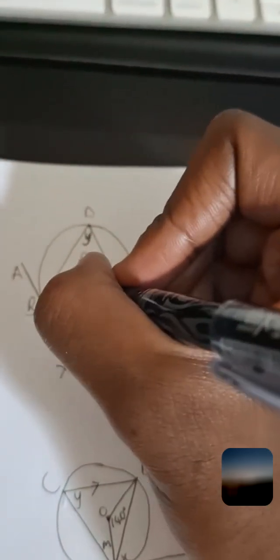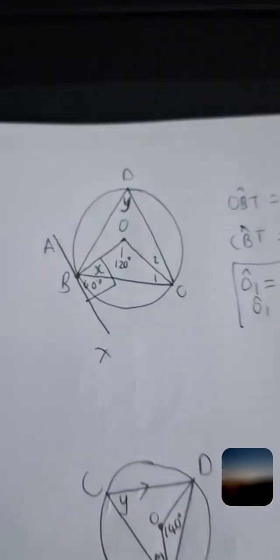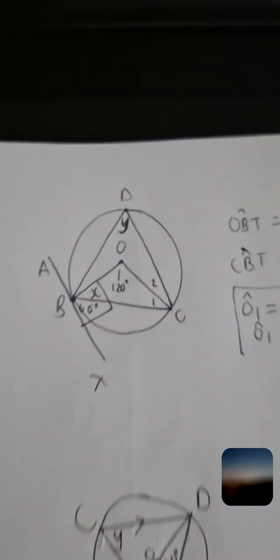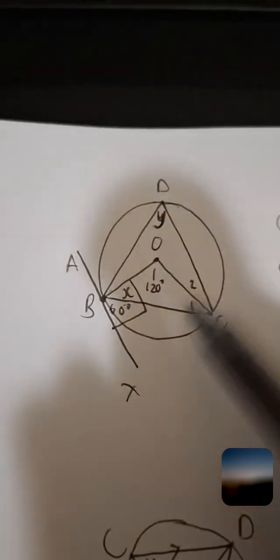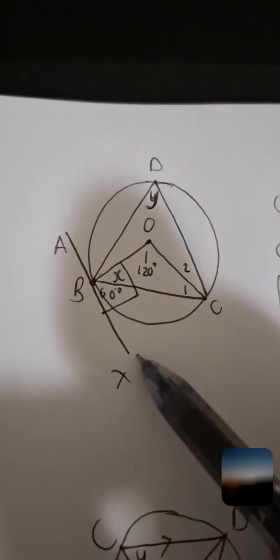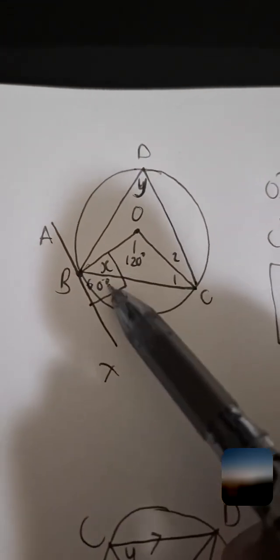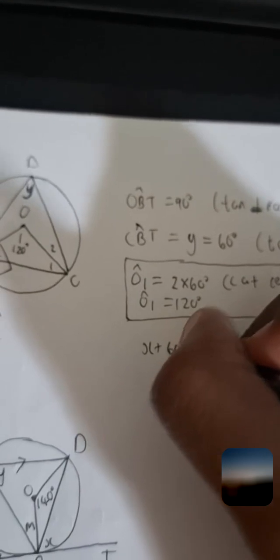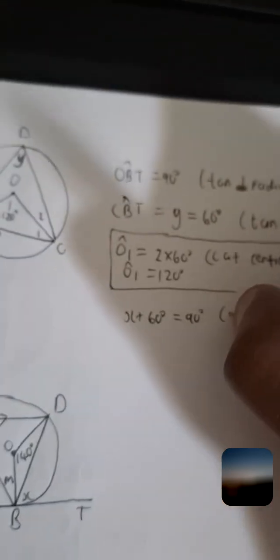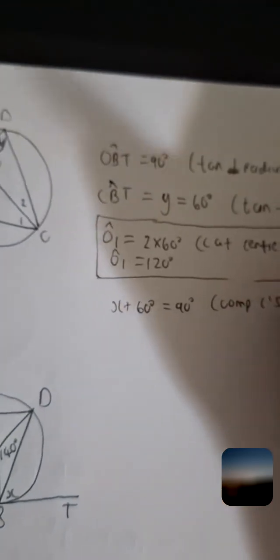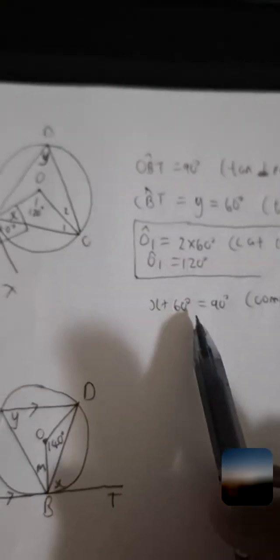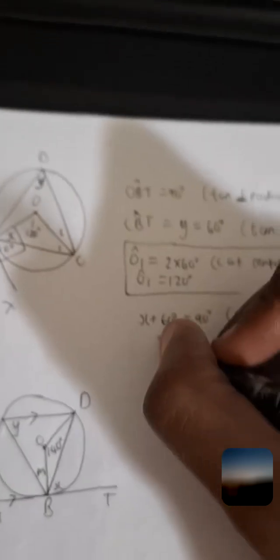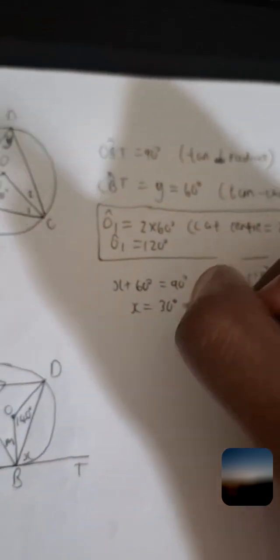Okay, it's fine. Then, will I be correct, sir, if I say angle OBT, we said that angle OBT is 90, right? Yes. And then x plus 60 is equal to 90. Definitely, which is complementary, right? Complementary angles, yes. Then my x is equal to 30. Beautiful. Yes, sir. Then that's done.